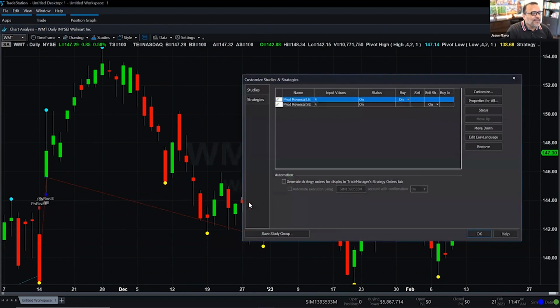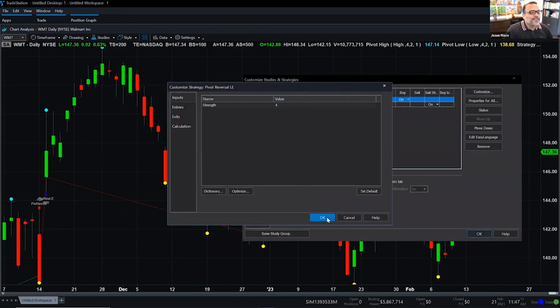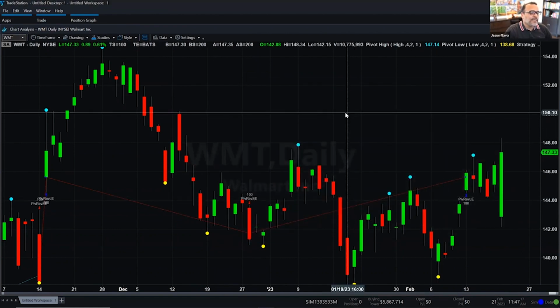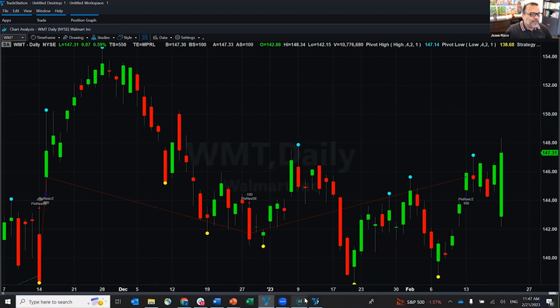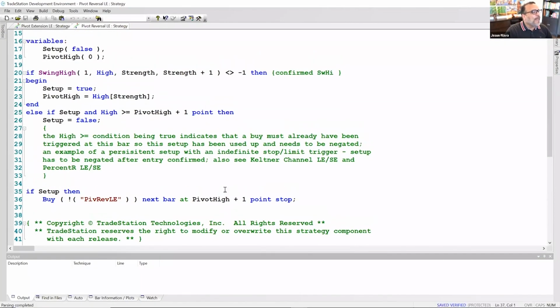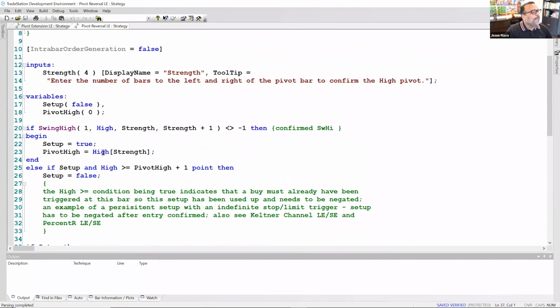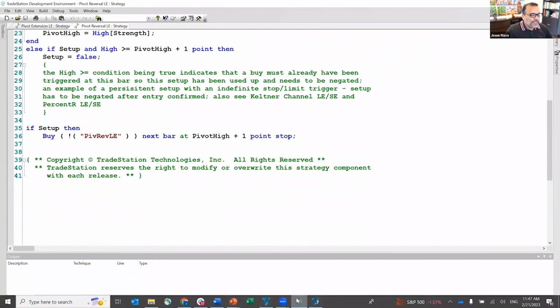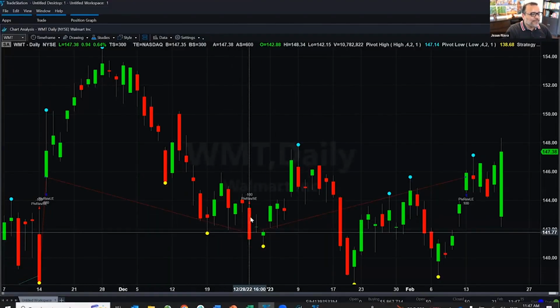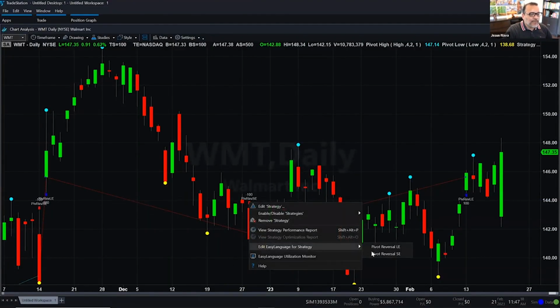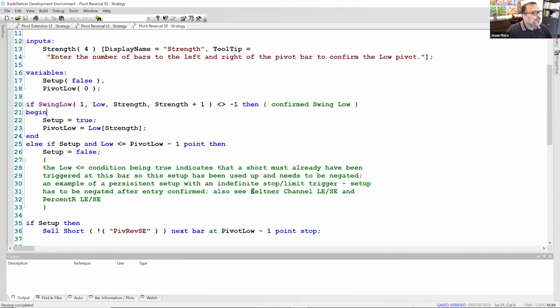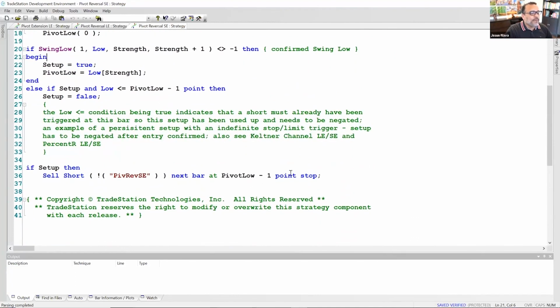Let me take a look at the strategy here. Customize. This is just the strength of the pivot. Why is it filling at exactly the same price? That's a good question. Based on the code, there's no other buy command. The buy command is next bar at pivot high plus 1. If I look at the short side, let me right click on that red arrow, EasyLanguage, pivot reversal, short entry, then the sell short command, next bar at pivot low minus 1 point stop.